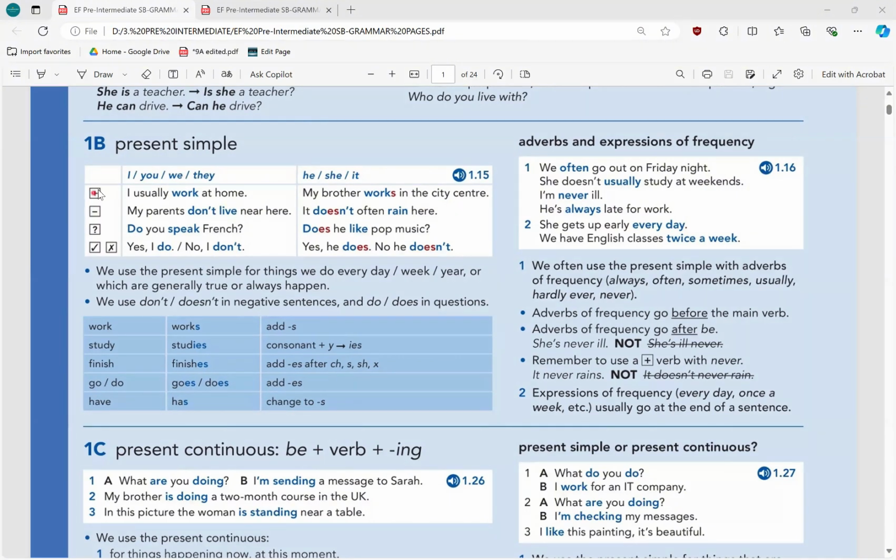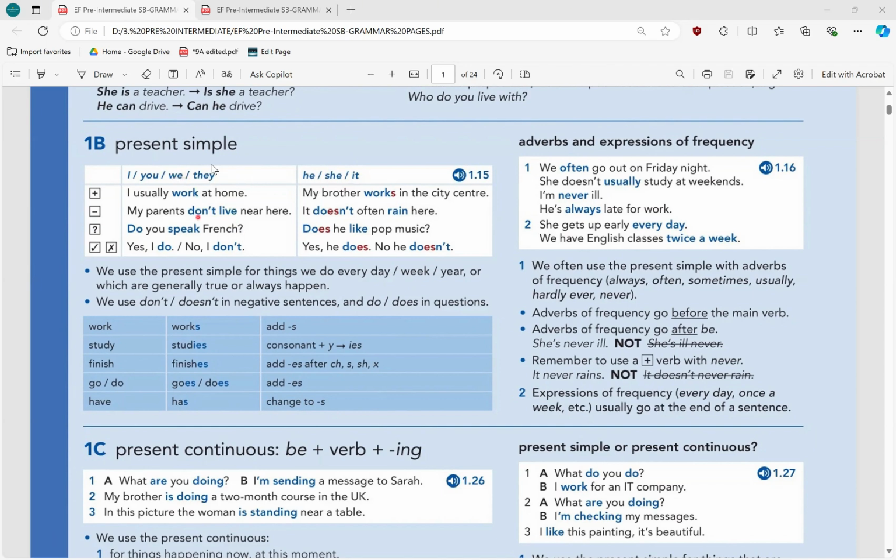Here we have plus, which means positive sentence. And here we have minus, which means negative sentence. And here we have question. This shows how present simple looks when we use it with subject pronouns like I, you, we, they. And then the second side of the table is he, she, it, and how it looks.